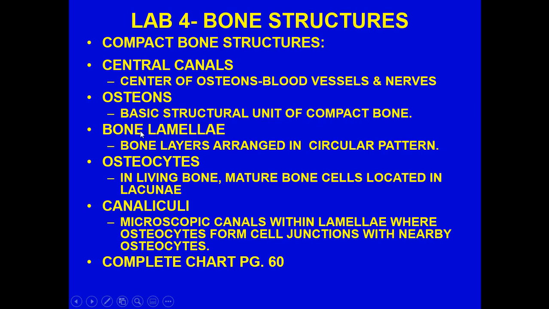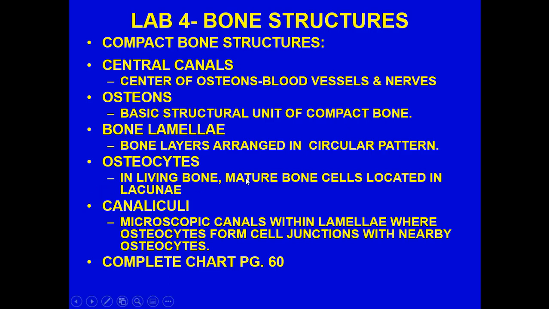You have these layers. It's almost like tree rings. You know, when you cut a tree and you can count back the rings and say, oh, that's how old this tree was. Well, bone lamellae are somewhat like this. They are the layers that make up the outer edges of the osteons, and they're arranged in very circular patterns. Now, osteocytes in living bone are the mature bone cells located in the lacunae. There are lacunae there, sandwiched between the different layers of the bone lamellae.